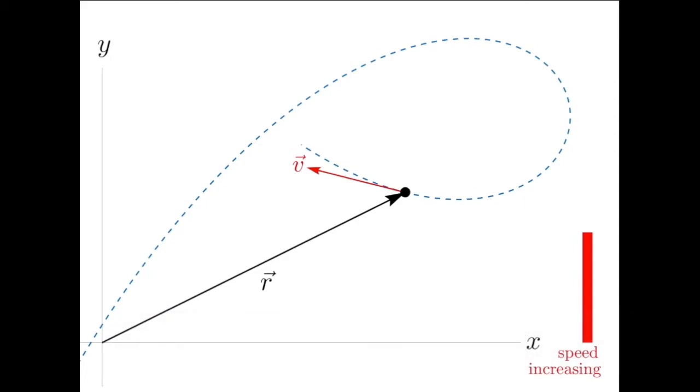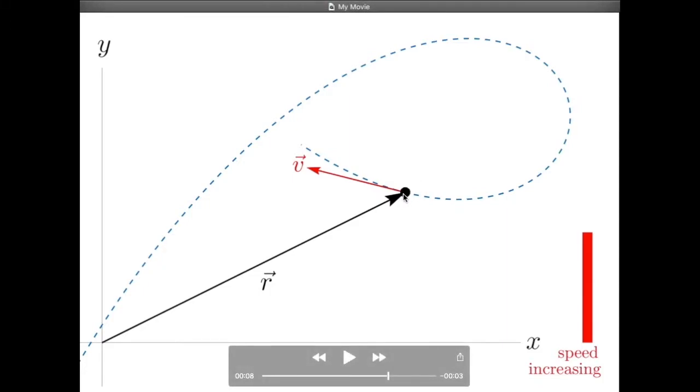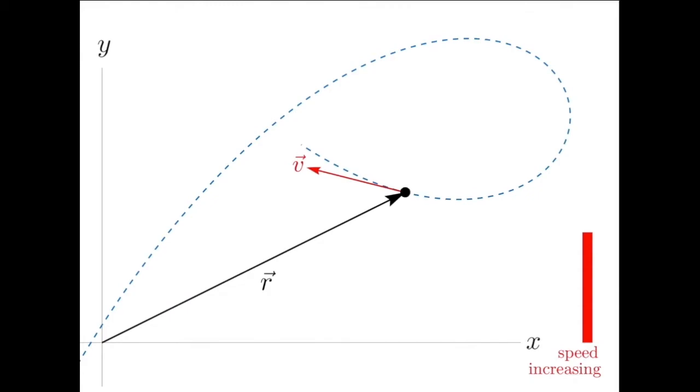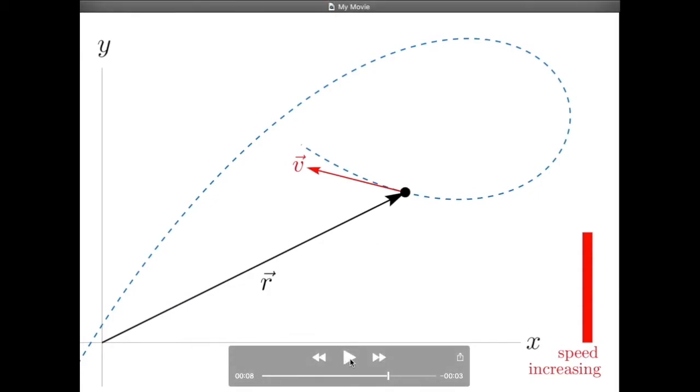I have two animations to show you here. They each show an object, this black dot, as it moves along a curved blue path. This first one shows the position vector r and the velocity vector v. Let me play this and then we'll talk about what each of these vectors is showing us.